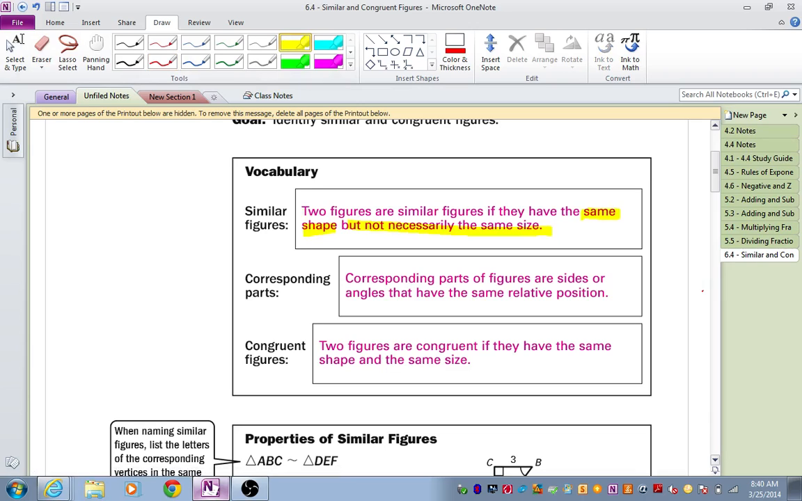I'm going to jump down to congruent figures for a second. Congruent figures have the same shape and the same size. They are exactly the same. Now you'll see that they may be rotated in a way, but they are the same shape and the same size. And finally, corresponding parts are sides or angles that have the same relative position.